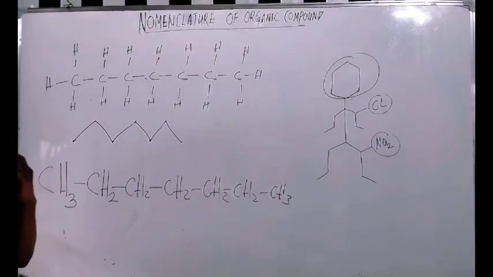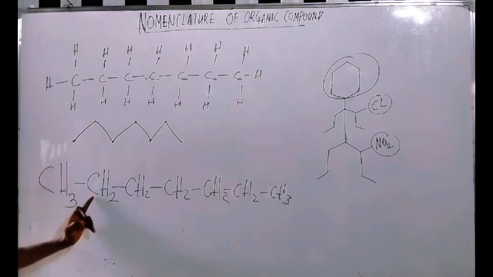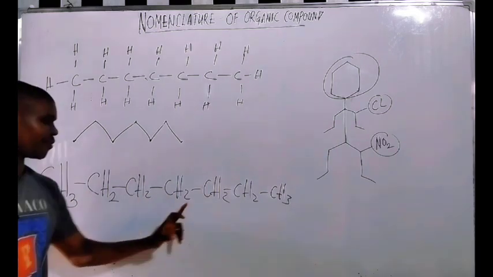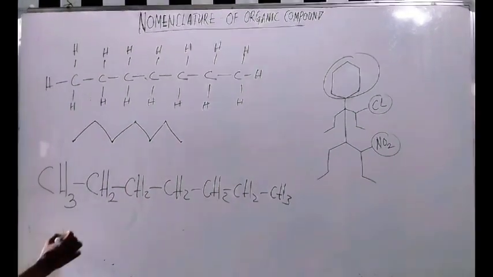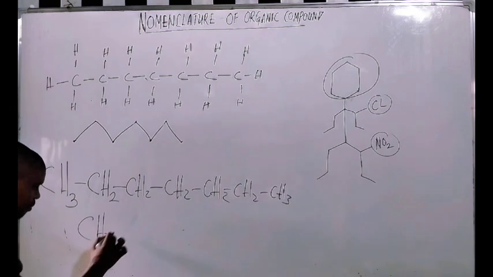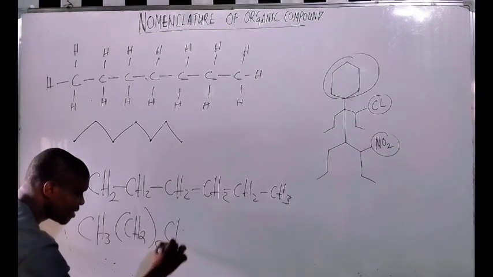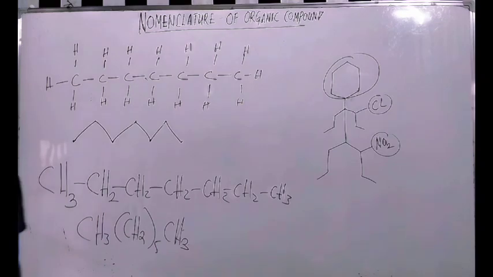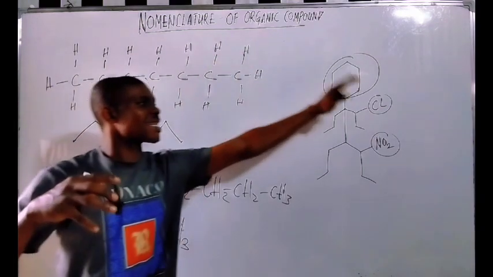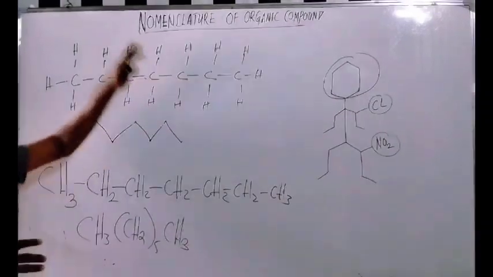Now in the exam, you can see it this way here. Remember, CH is how many? 1, 2, 3, 4, 5. So you can write it like that as what? CH3, CH2, 5, CH3. So it's very important to know how to transform what? Skeletal structure to a fully displayed structure here.